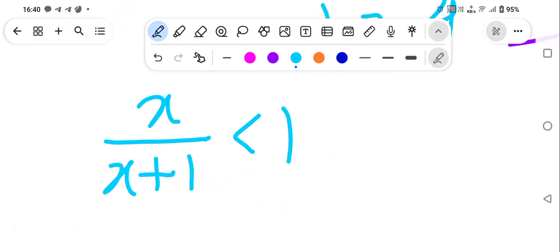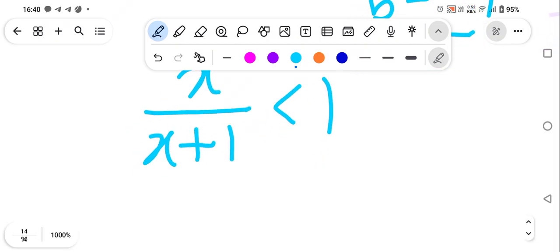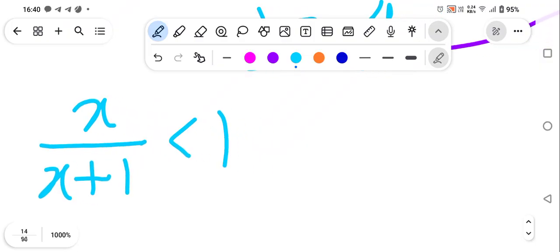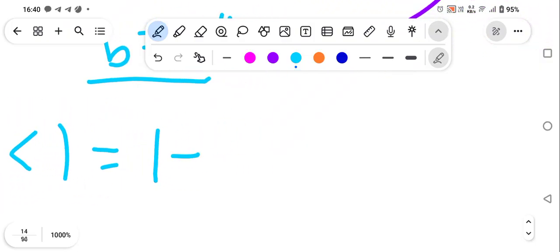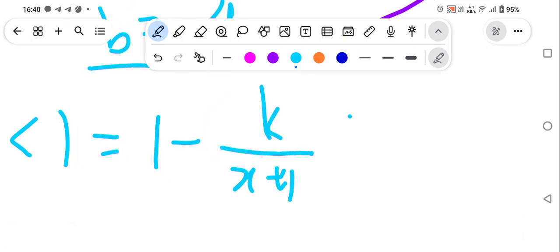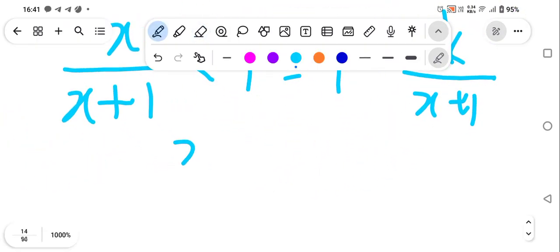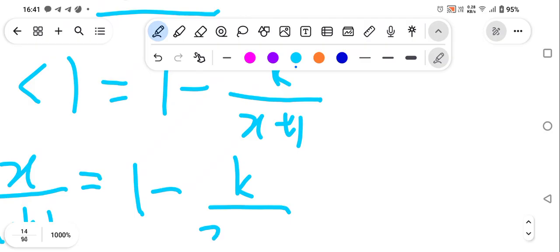Why? How do we know that it's less than 1? To prove that it's less than 1, it must be equal to 1 minus something, so 1 minus k over x plus 1. So what is k? We're going to find out. So we have x over x plus 1 equals 1 minus k over x plus 1.